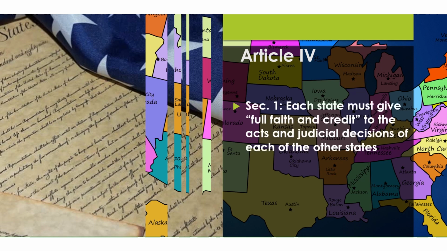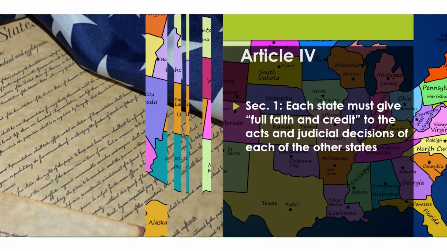Now I'm going to look at some miscellaneous provisions. So Article 1, 2, and 3 of the U.S. Constitution deal with the specific three branches. Article 1 deals with the legislative branch, Congress. Article 2 deals with the executive branch, the presidency. Article 3 deals with the judicial branch, the U.S. Supreme Court, and the courts that fall below the Supreme Court.